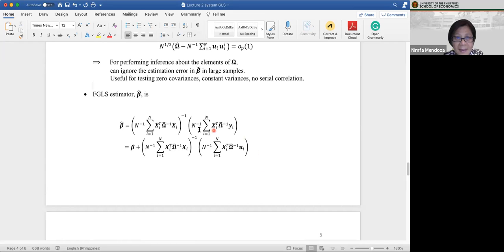Okay, so we get this expression. The feasible GLS estimator is just the GLS estimator where you substitute omega hat for omega. Then, using the usual trick, you substitute x sub i beta plus u sub i for y sub i, and you get this equation.